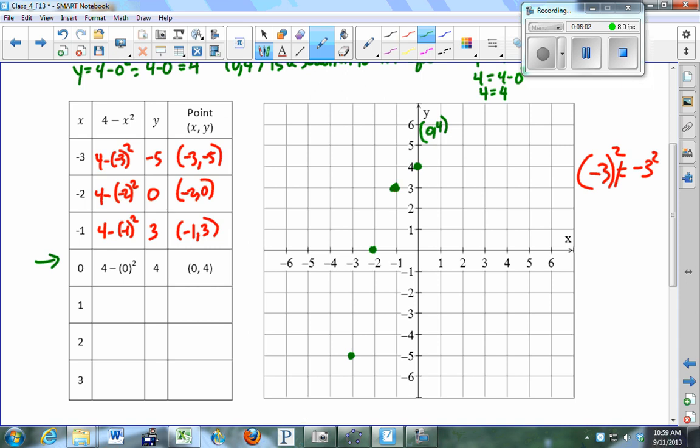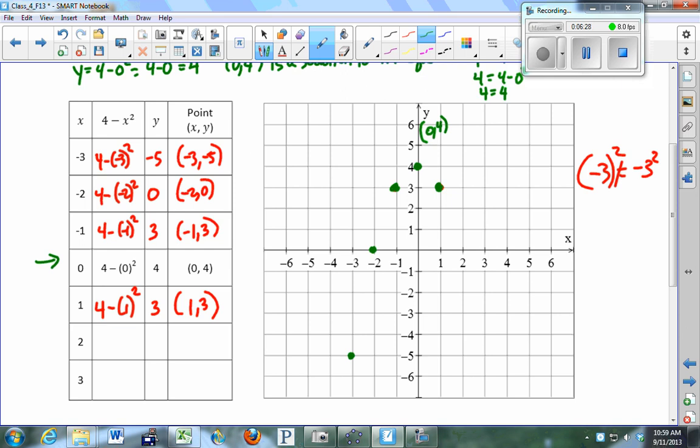Okay, so there's our next solution. And then we've already done 0, 4, and then we put 1 in again, and let's see what we get. Oh, we don't put 1 in again. We've put in -1. Let's see what happens when we put in +1. Oh, interesting. Exact same value of y. So at 1, I'm at the same height above the x-axis that I was when I was -1. I'm at y equals 3.